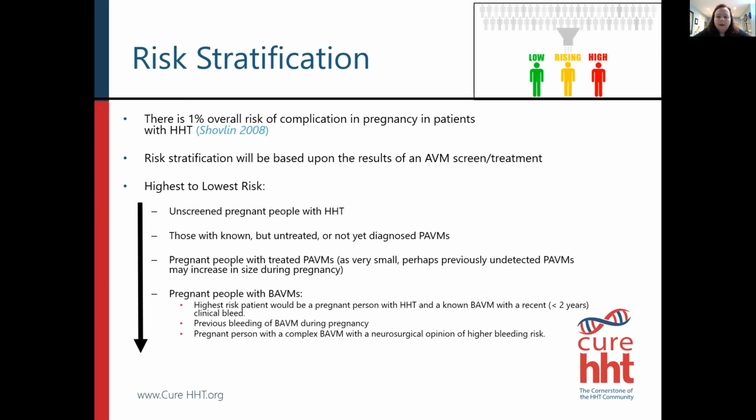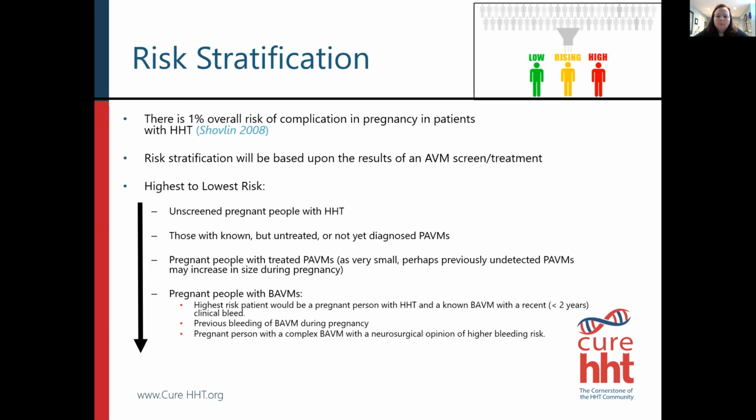So when we stratify risk in pregnancy, when we're going to attach this label of high risk, we have to think about, okay, are you actually a moderate or lower risk? So how do we make that decision? There's a 1% overall risk of complications in pregnancy in patients with HHT, and the risk stratification is really based upon the results of the vascular malformation screen or treatment. Highest risk people are going to be unscreened pregnant people with HHT. So if we don't know specifically if you have a pulmonary vascular malformation, that would be the highest risk.